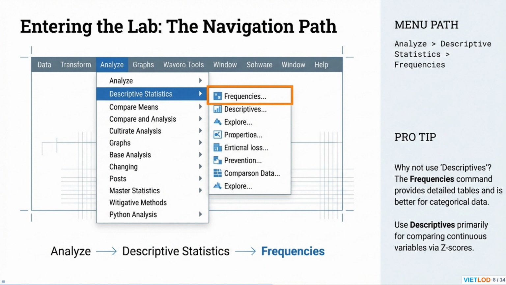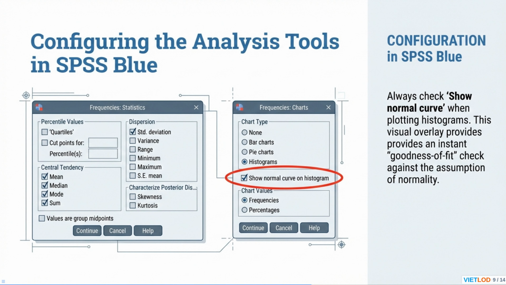The Frequencies command is superior for our purpose because it provides detailed frequency tables, which are essential for categorical data, and offers more options for statistics and charts. For example, if you need to report the exact number and percentage of male and female participants in your study, you must use the Frequencies command. Descriptives will not produce this categorical breakdown. Once you've clicked on Frequencies, a dialog box will appear, where we need to configure our analysis.